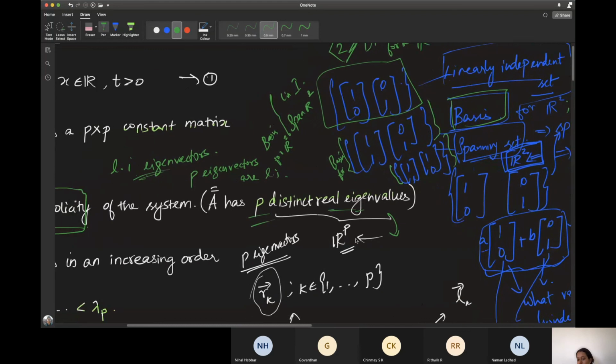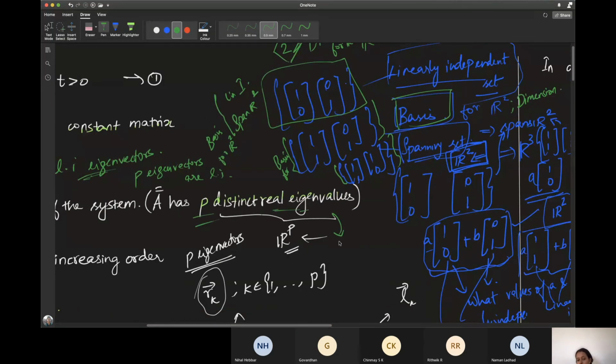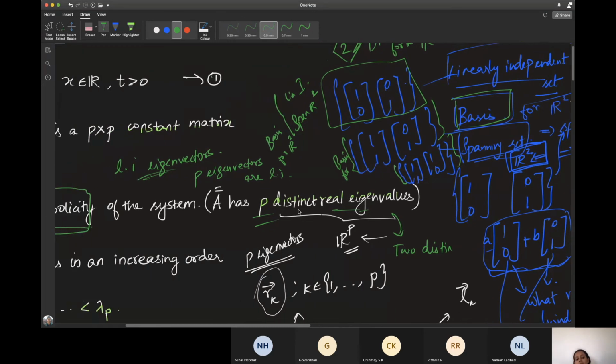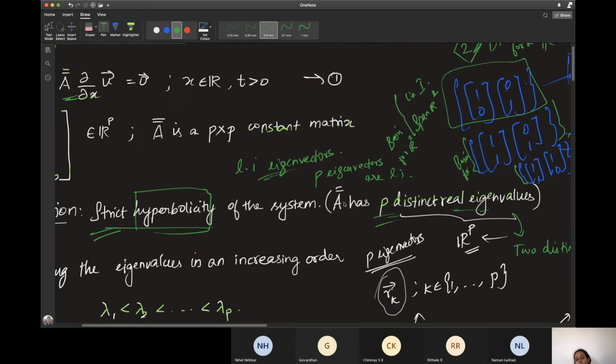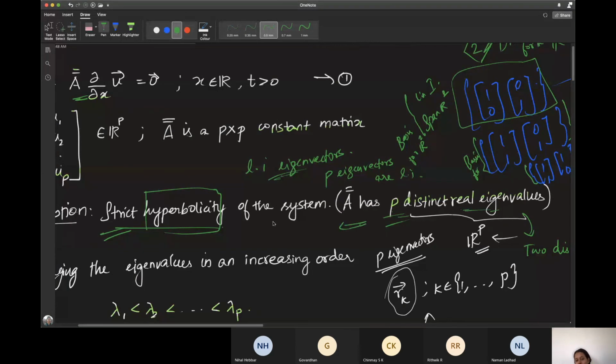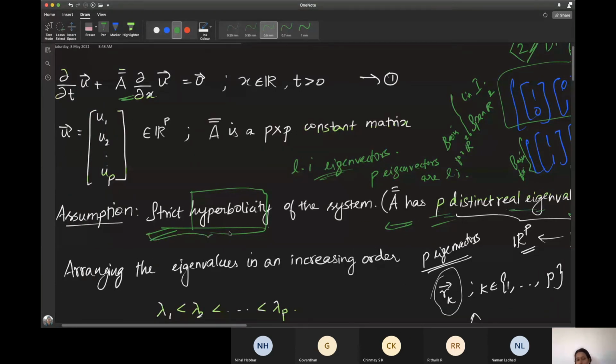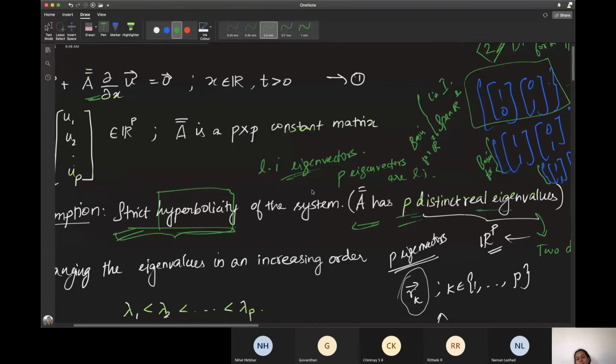And strict hyperbolicity actually means you have p distinct real eigenvalues, and there's a proof that when your eigenvalues are distinct, the eigenvectors corresponding to any two distinct eigenvalues will always be linearly independent. So when you say that your eigenvalues are distinct, you infer that the eigenvectors corresponding to each of these p eigenvalues are going to be linearly independent. So that's the condition for strict hyperbolicity.